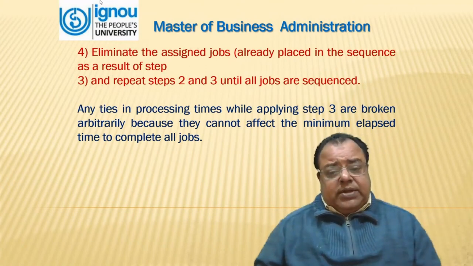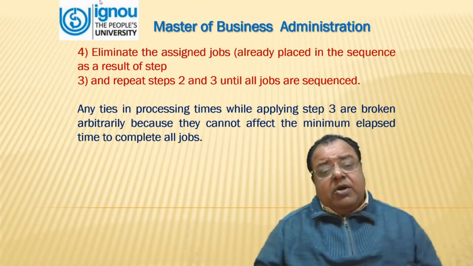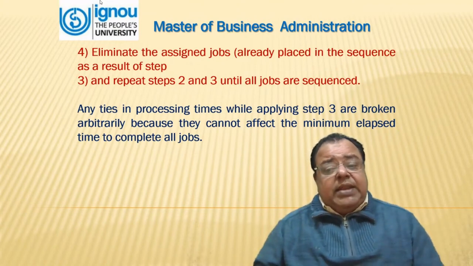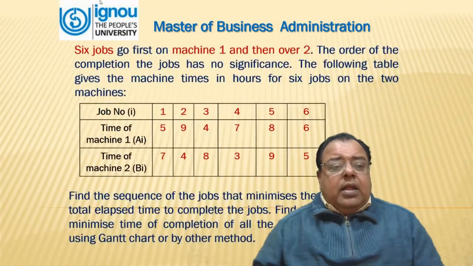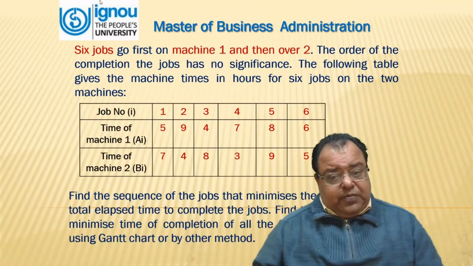Any ties in the processing time while applying step 3 are broken arbitrarily because they cannot affect the minimum elapsed time to complete all jobs. Six jobs go first in machine 1 and then over to machine 2. The order of the completion of the job has no significance.